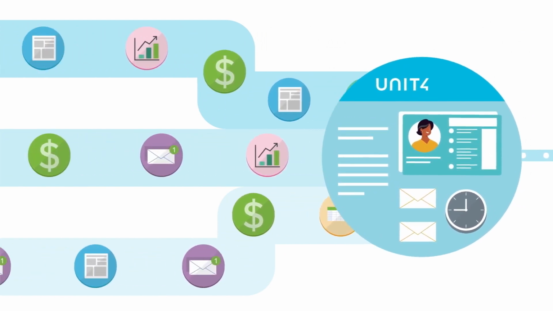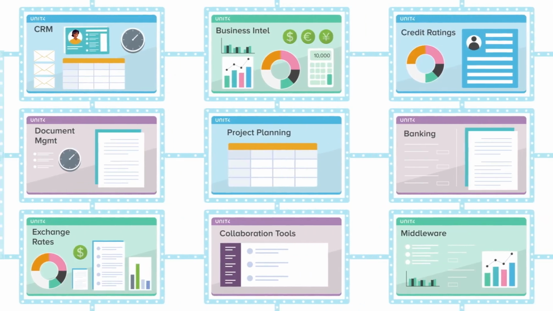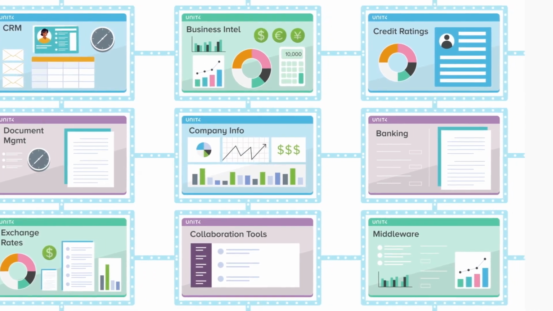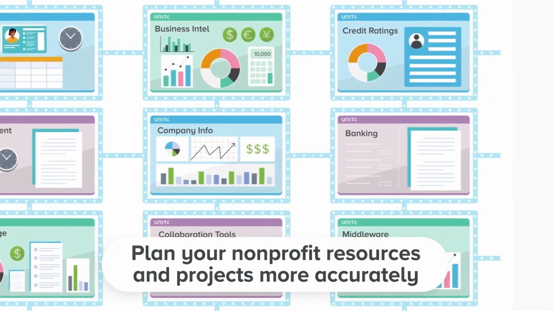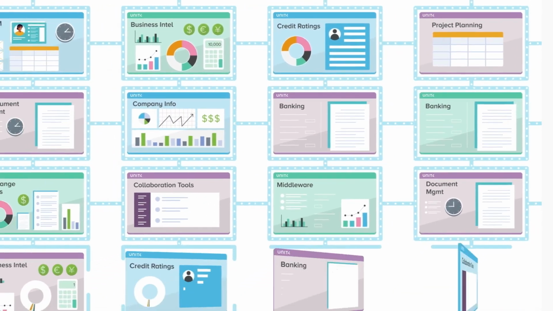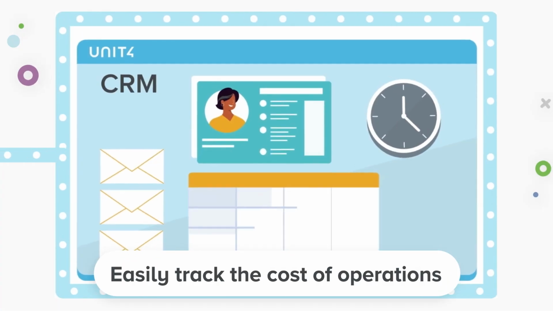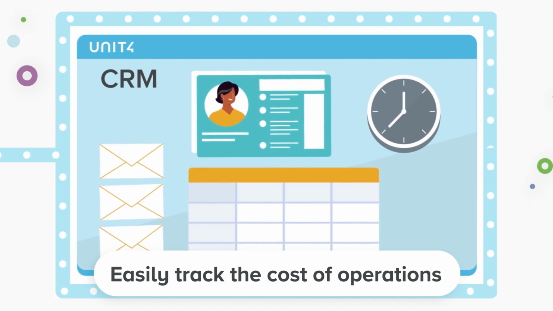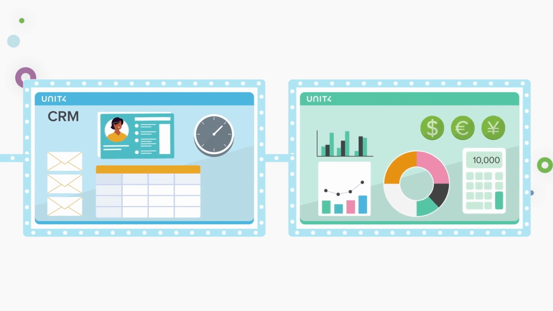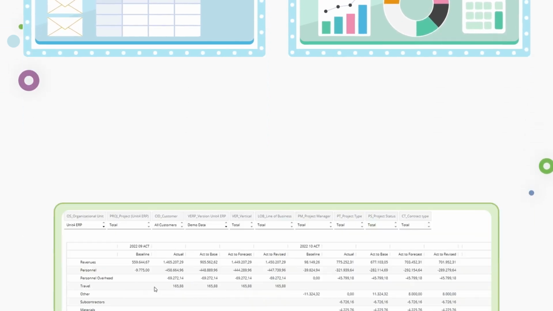Unit4 Industry Mesh automatically imports your data from your CRM into your ERP financial applications to plan your nonprofit project resources more accurately. With the integration to your CRM, we allow you to easily capture and report the cost of operations within your ERP by registering time and expenses, as well as any grants and funding donations data.